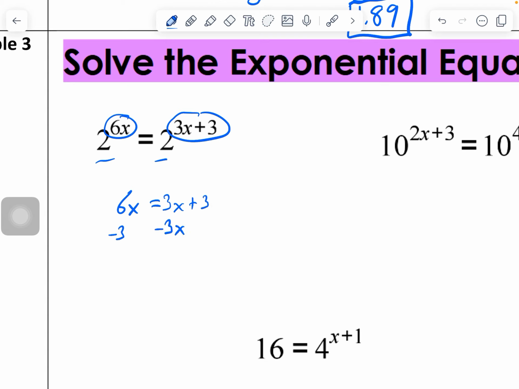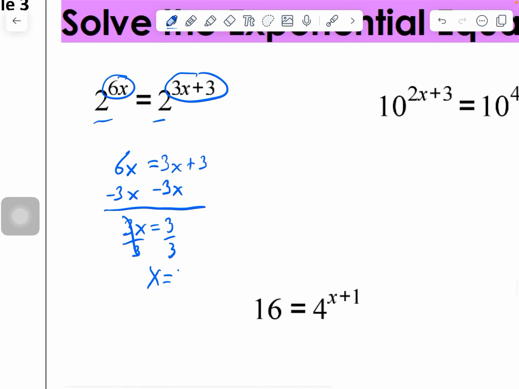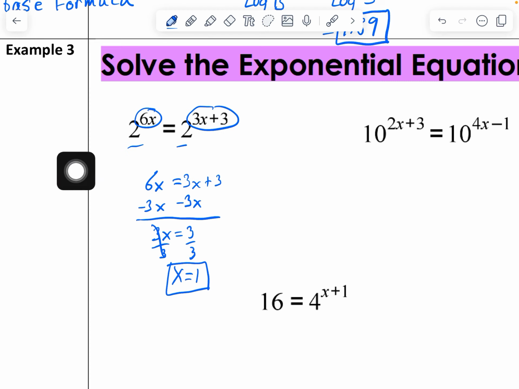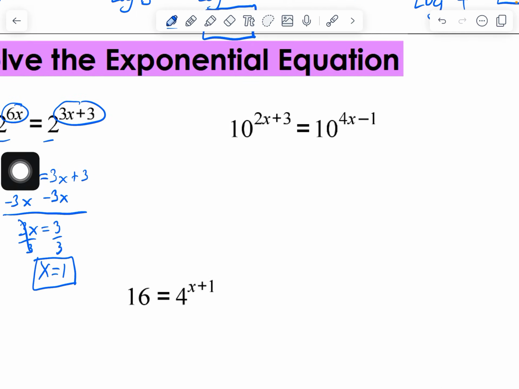Subtract 3x. 3x equals 3. Divide by 3. And we get our answer of x equals 1. Really nice answer. Nothing too complicated there. Just note that our bases had to be the same in order to set them equal. So the same thing happens here.